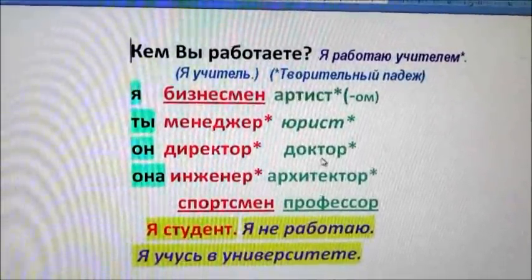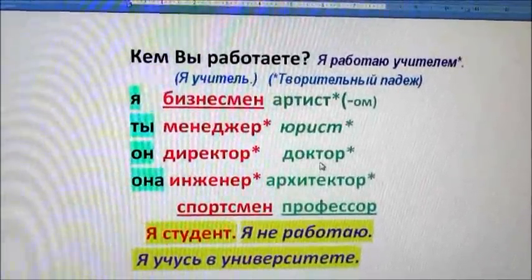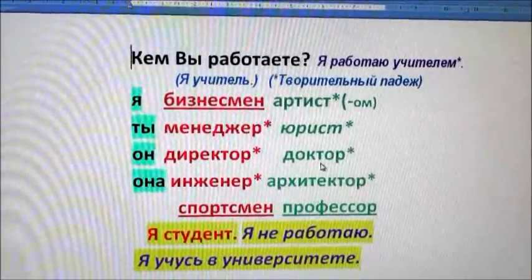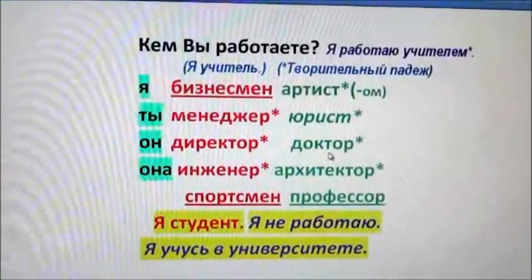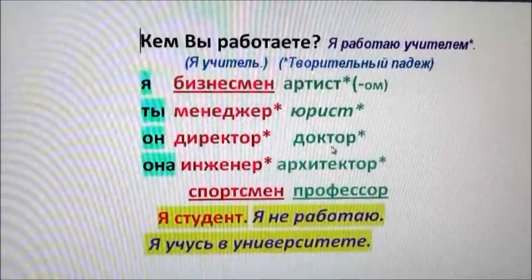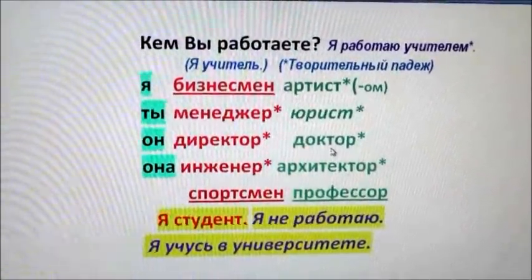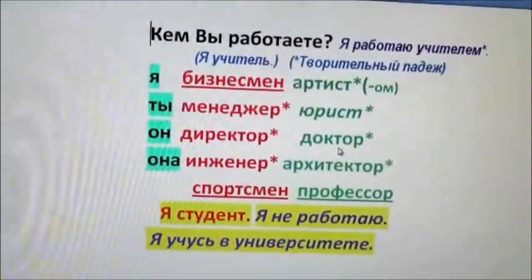Of course, we can ask different ways. Какая ваша профессия? What's your profession? И кто вы по специальности? And, you know, all different kinds of phrases. But this is one of the popular phrases. In this phrase, we use the question word кем. This question word is of instrumental case.